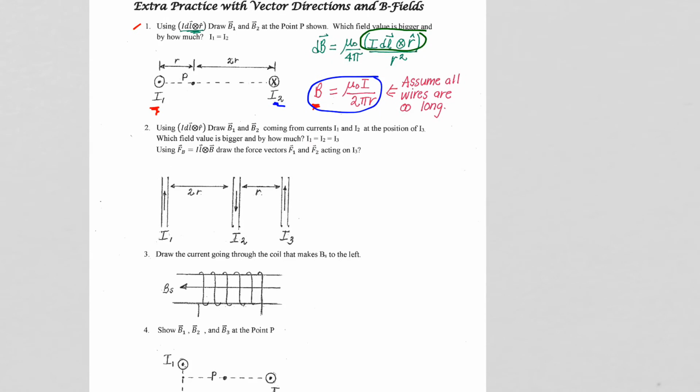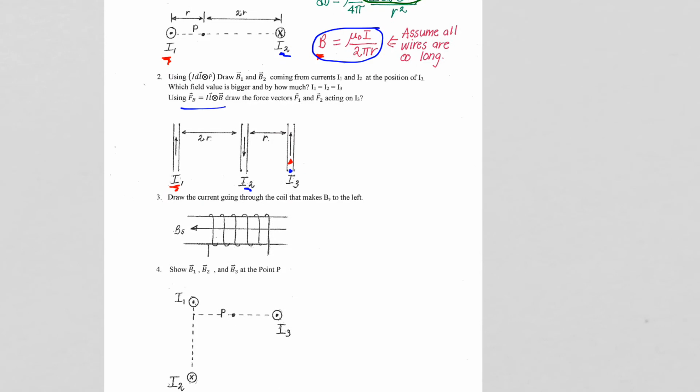All right, for the second question, you are again looking at current 1 and current 2 making B field. So current 1 will make B field out here where I3 sits. Current 2 will make B field out here where I3 sits. And then think about IL cross B for the force acting on current 3.